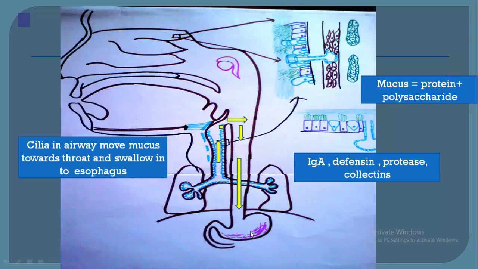Then what are these? IgA, defensins, protease, collectins. This is to give you a glimpse of the different kinds of proteins acting against these viruses. To appreciate this, we want to move to further slides.